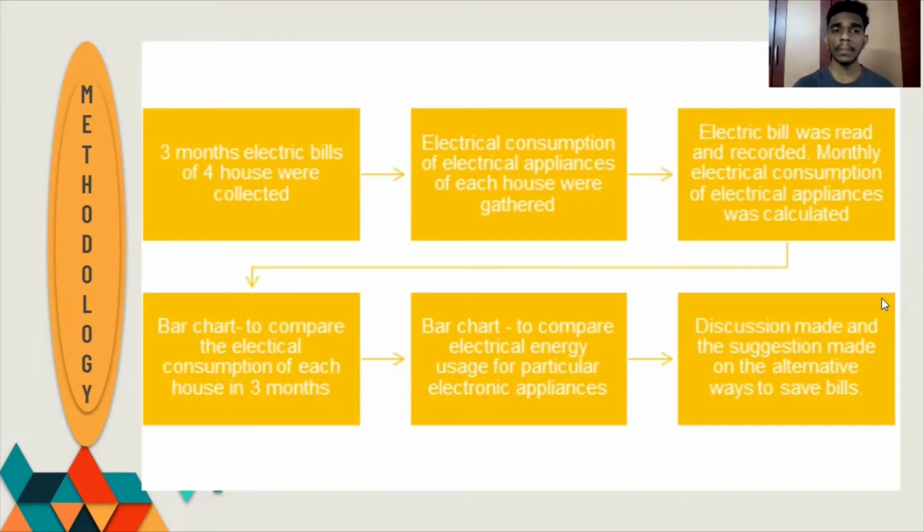To compare the electric consumption of each house for 3 months, we did a bar chart. And we also did a bar chart to compare the electrical energy of particular appliances for 3 months. And lastly, we did a discussion and also some suggestions were made by us on the ways of saving electrical bills in the future.